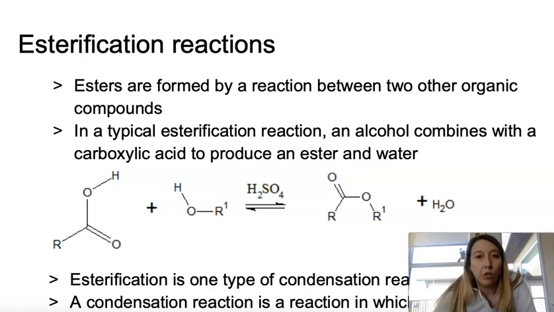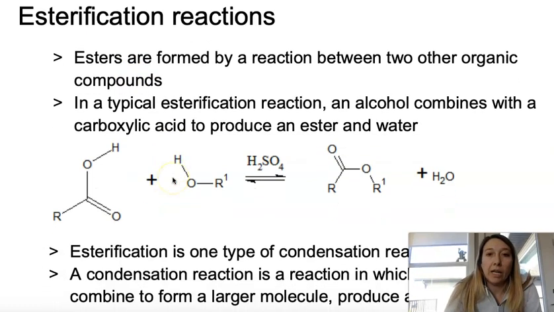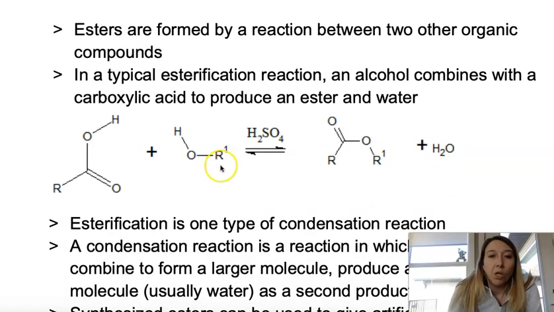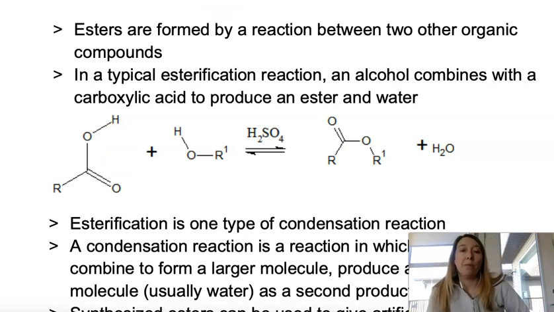So hopefully that should make esterification reactions a little bit simpler because you already have an idea of what your two reactants are going to be. So in general, when we look at an esterification reaction, we are going to have the alcohol combining with that carboxylic acid. When they combine together, they are going to produce our ester and they are going to produce water.